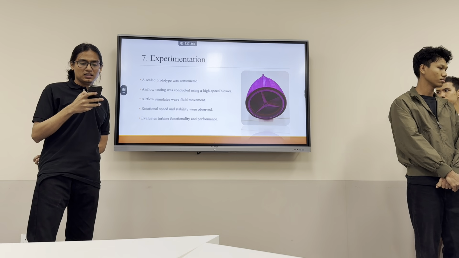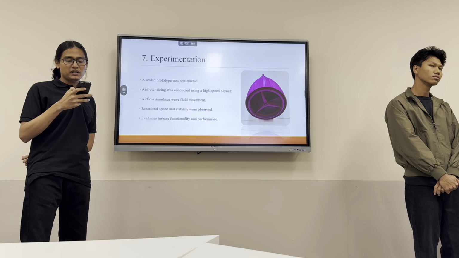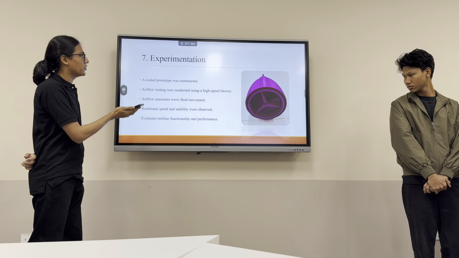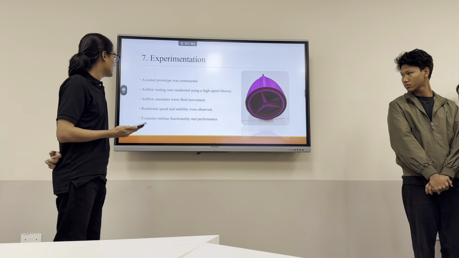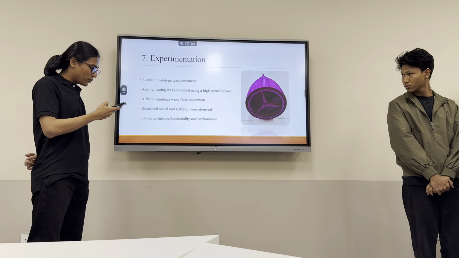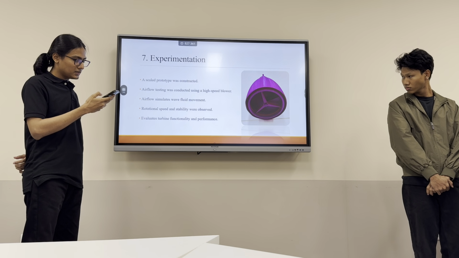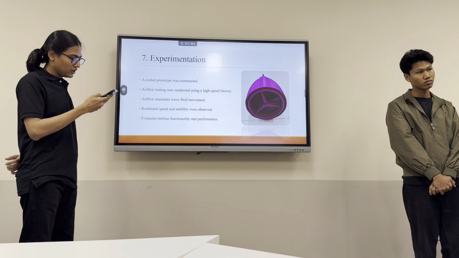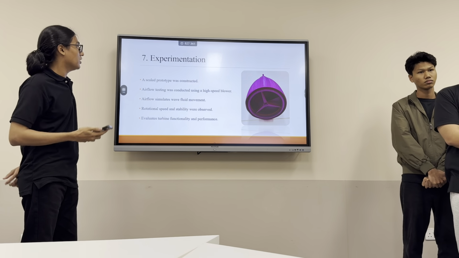Since fluid testing was not possible in the laboratory environment, we used a high-speed air blower to simulate the fluid flow of the turbine because we lack waves in this condition. The turbine was mounted securely and airflow was directed toward the blade to replicate the movement of the water waves. During the experiment, we observed the rotational speed and directional stability of the turbine.